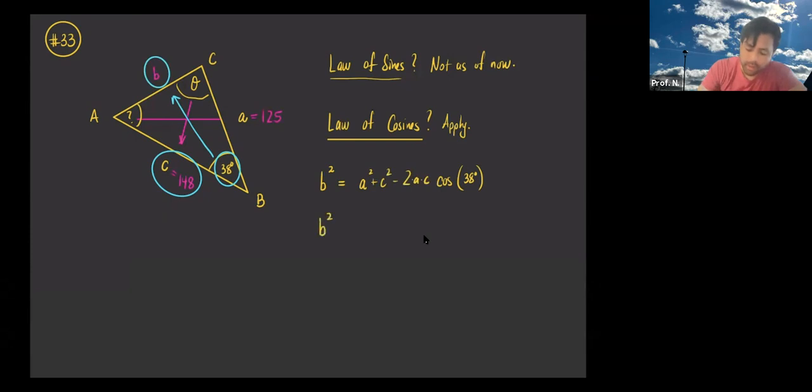So b squared is equal to a squared, which in my case is 125 squared plus 148 squared minus 2 times 125 times 148 times cosine of 38 degrees. So at this point, now it's just a calculator question. So let me share that.